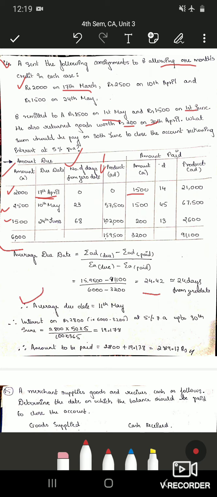Now interest on the balance, that is 6000 minus 3200, is 2800. So this amount is the balance amount, and the interest he has to pay on the balance amount at 5% per annum up to 30th June is rupees 19.178. Therefore in total he has to pay 2819.17 rupees. Here the number of days from 11th May till 30th June is 50 days. Since you are taking days, divide by 365, the rest is the same.